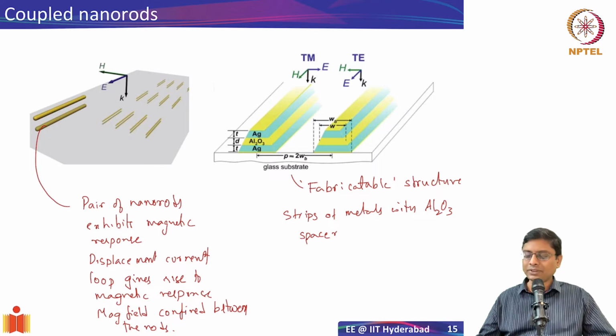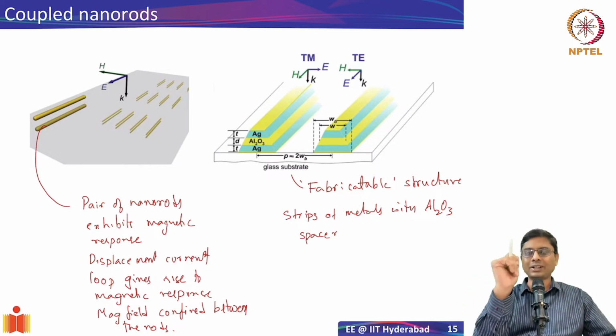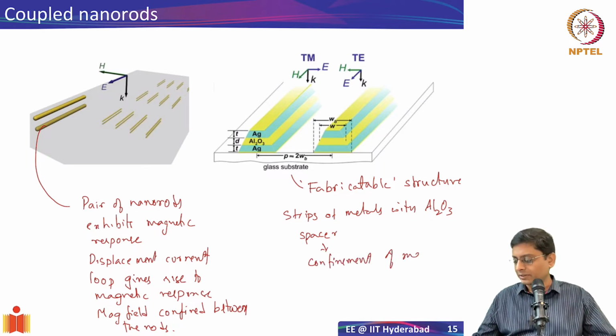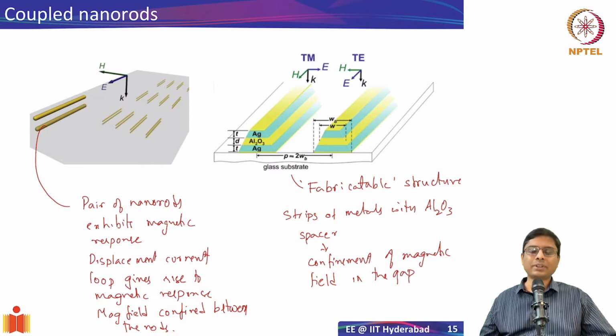When you have such a scenario and your magnetic field is along the strip, then you will have a circulating current. Your circulating current will go between these metals like this, and you will have a strong confinement of magnetic field between the gaps, in the gap. You can have such a scenario.